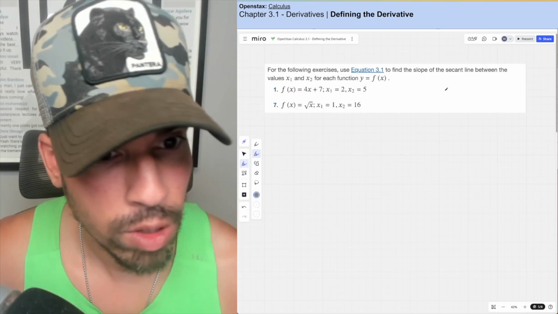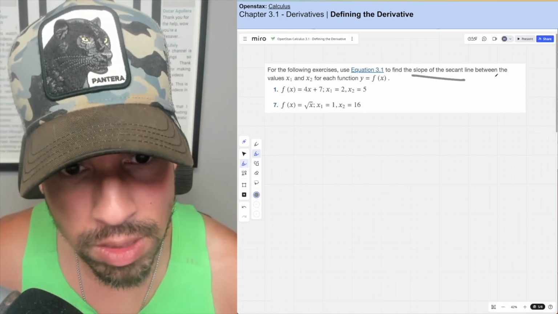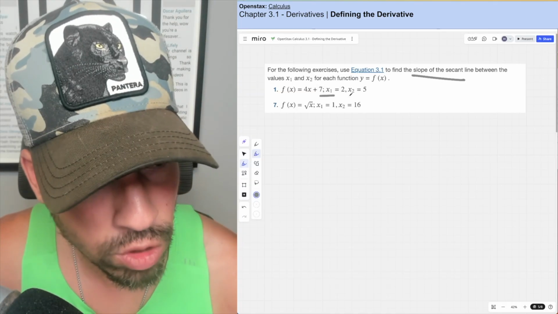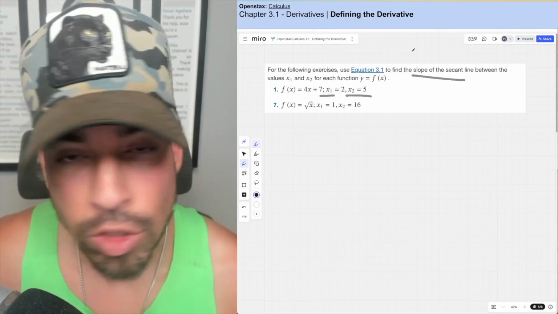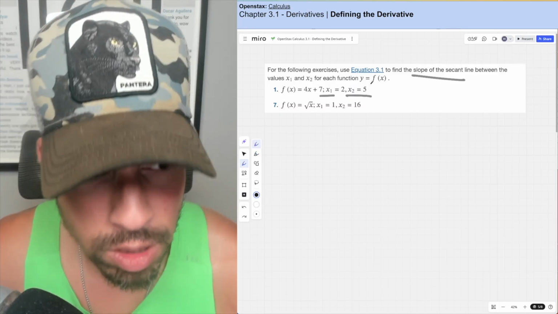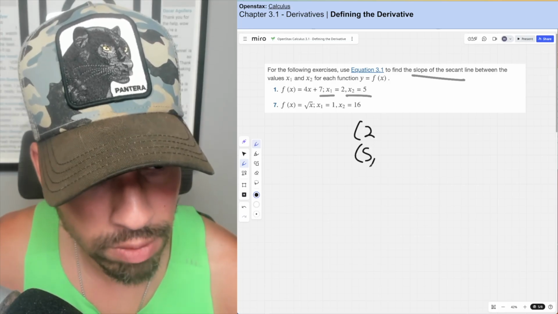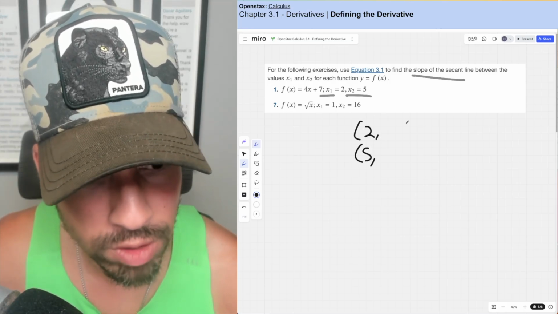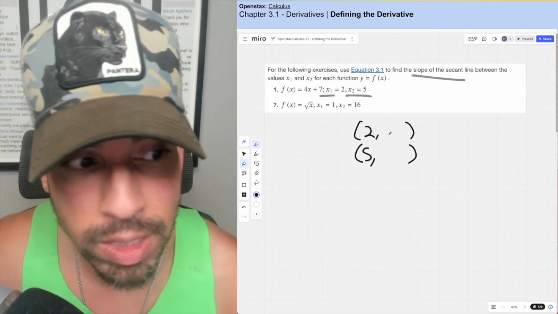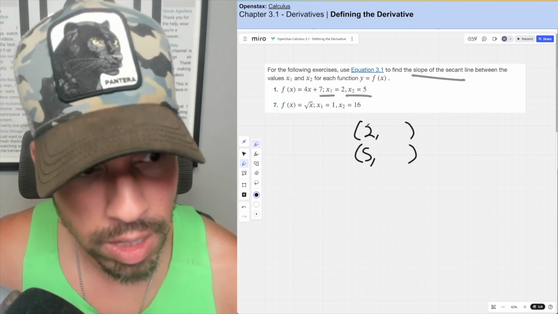Let's do it. For number 1, we are finding the slope of the secant between x1 and x2. So again, slope of a secant, it's just the slope of the 2 points where the x values are 2 and 5. I'm talking about for number 1. So what we have to do is find the corresponding function values and then calculate slope.